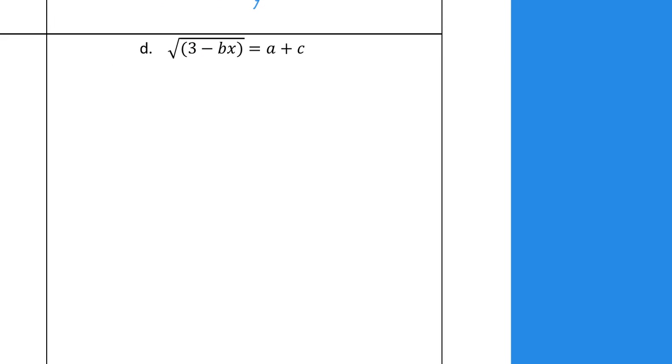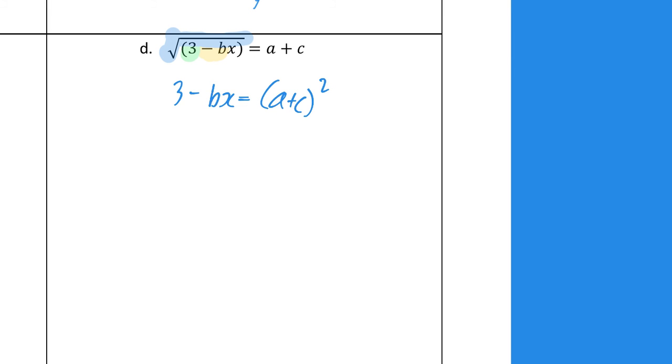Example D. Okay, we've loads going on here. First thing is you're multiplying your x by minus b. Then you've got a plus 3 in here, positive 3, so you're adding 3. And then you're taking the square root of the whole thing. So we've got to do the opposite of taking the square root, which is squaring. So you'll have 3 minus bx is equal to a plus c all squared.